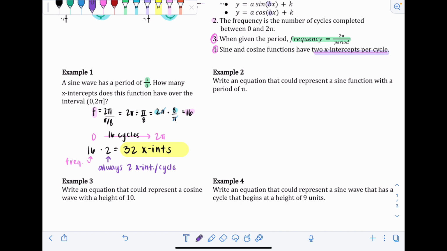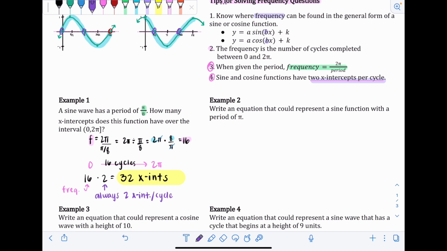Okay, so when given the period and asked for the x-intercepts, you have to find the frequency and then multiply the frequency by 2. Okay, example 2, write an equation that could represent a sine function with a period of pi. So when we're writing functions, we use either one of these, depending on if it's sine or cosine. So we're going to use, this is sine, so we use y equals a sine of bx and then plus k.